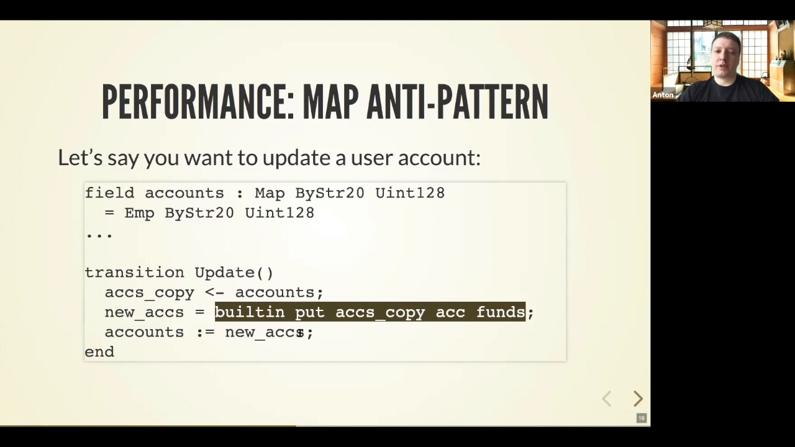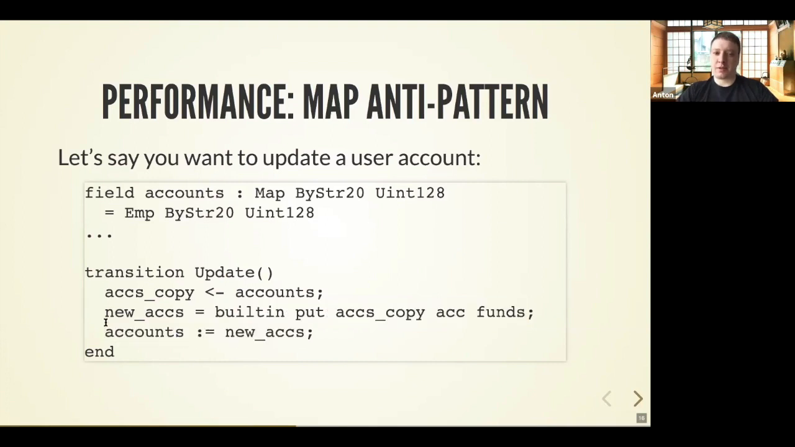Now then, you also update the accounts map with this newly computed map. So in upshot, that's basically like 3 times, will cost you around 3 times more gas proportional to the amount of the accounts in your map.